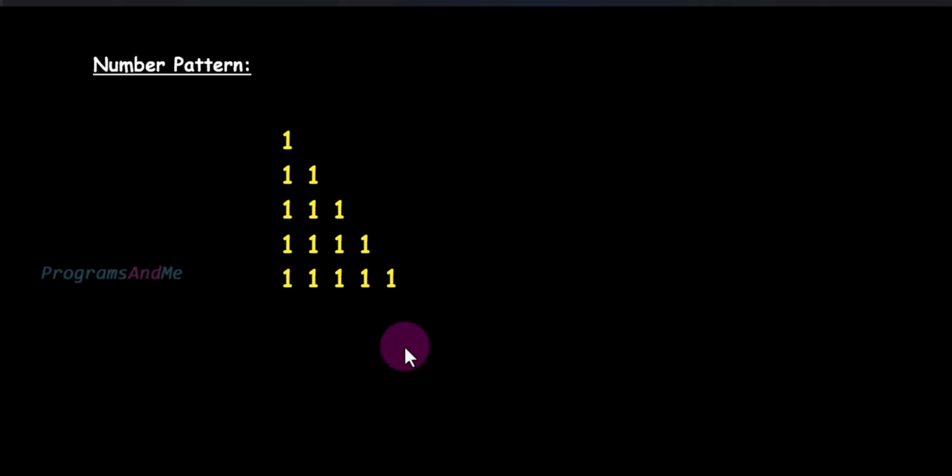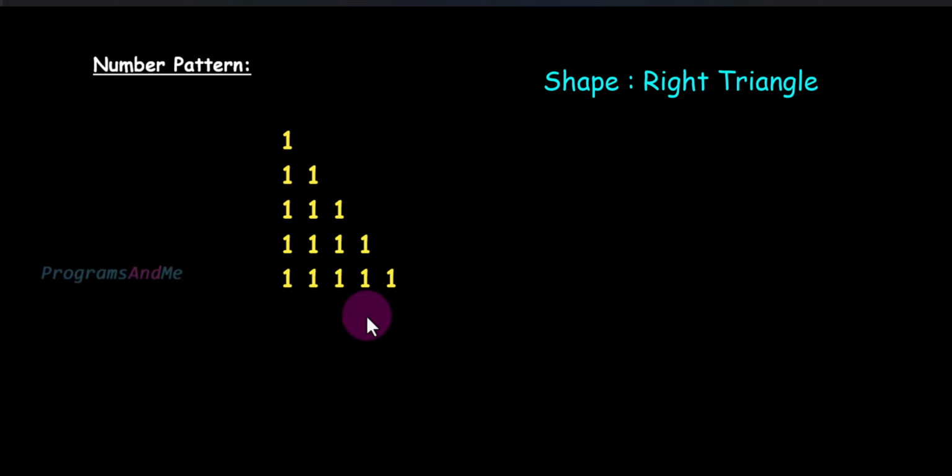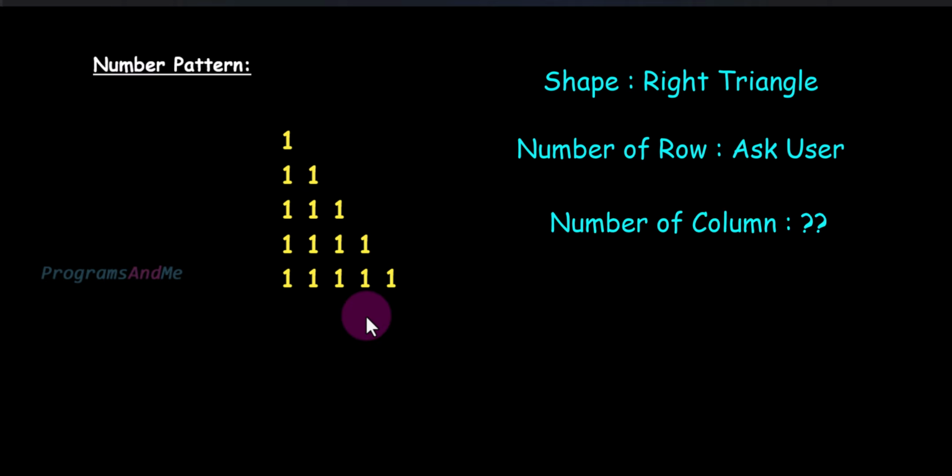Today in this tutorial we'll write a Python program to print this number pattern. Here, the shape of this pattern is a triangle, a right triangle shape. The number of rows is not equal to the number of columns here, right? We'll ask the user to enter the number of rows we need in the output, and for columns we'll use a formula to find out how many columns we want in each row.